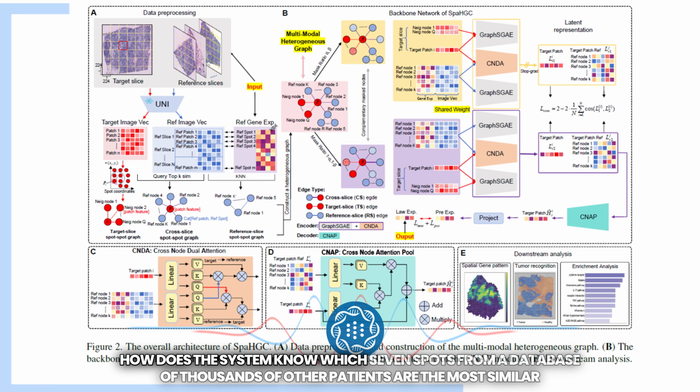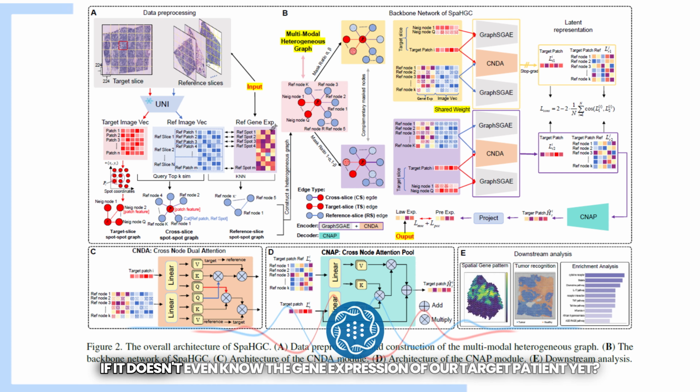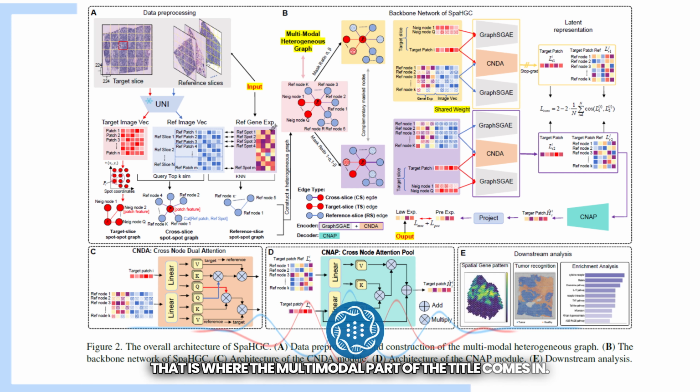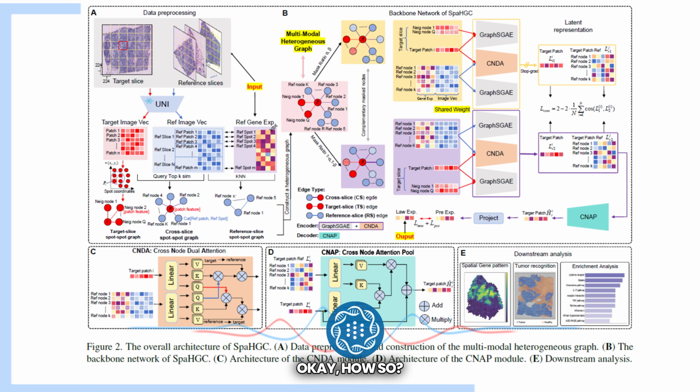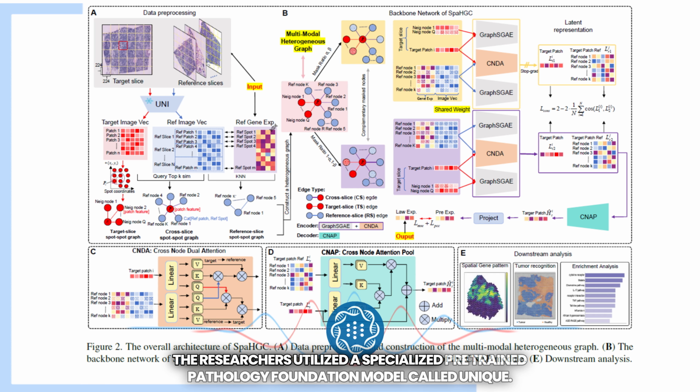Wait, hold on. How does the system know which 7 spots from a database of thousands of other patients are the most similar if it doesn't even know the gene expression of our target patient yet? That is where the multimodal part of the title comes in. It uses the visual image data as the initial translator. Okay, how so? The researchers utilized a specialized, pre-trained pathology foundation model called UNI.